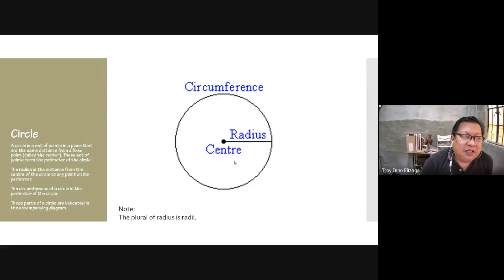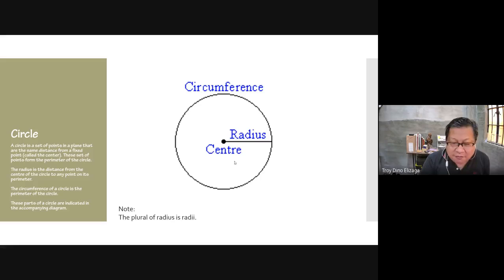Okay. Now, a circle is a set of points in a plane that are the same distance from a fixed point. Okay, this is how geometry would describe a circle. The set of points form the perimeter of the circle. So the radius is the distance from the center of the circle to any point of its perimeter. I think that one is already very clear to you. The circumference of a circle is the perimeter of the circle, and these parts of a circle are indicated in the accompanying diagram. So the circumference is like the arc length of the circle. So it's the length of the line forming the circle, going around the circle. The plural of radius is radii.